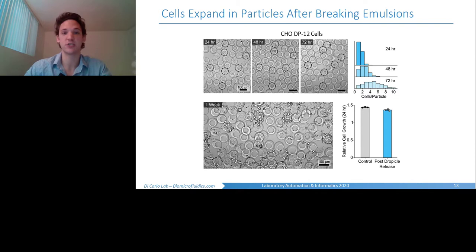And when we compare this with just seeding into a well plate as a control, we see that the relative growth of these cells is actually quite comparable. So great, we have a system where we can create compartments, we can keep our cells alive, and we can recover them afterwards and expand them out. So how do we perform a functional secretion assay?